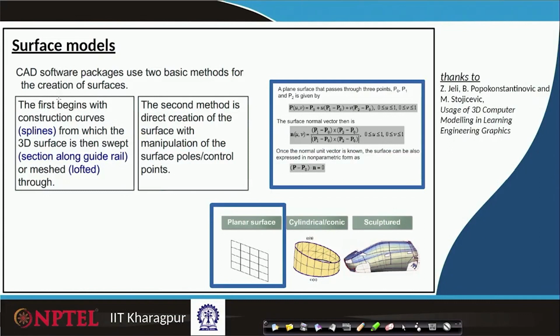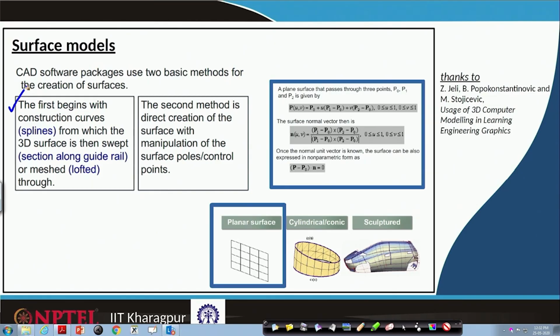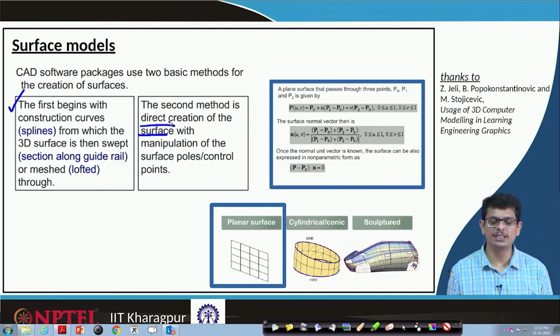In the last class, we tried to have some idea about these surface models and their construction, especially CAD software uses two basic methods of creation of surfaces. The first one begins with construction of curves from which the 3D surface is then swept or meshed throughout. The second one is direct creation of surface with manipulation of the surface poles and control points.